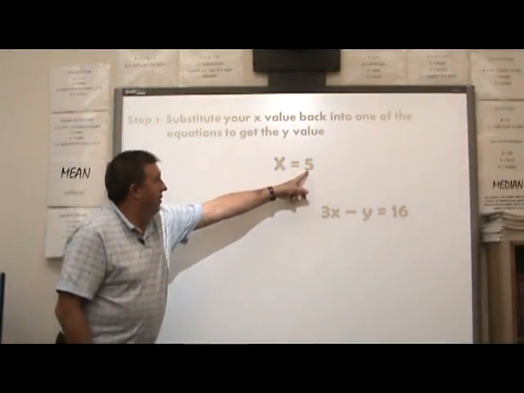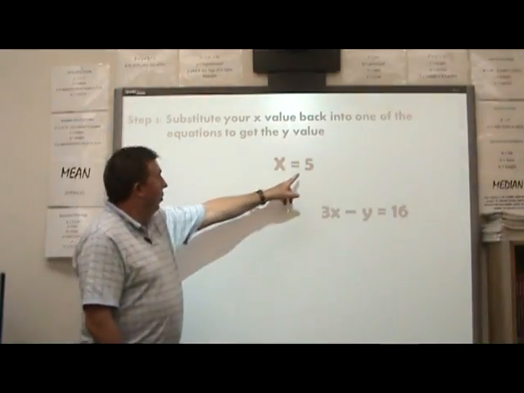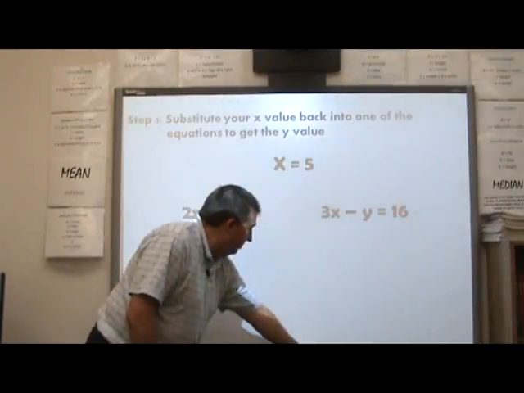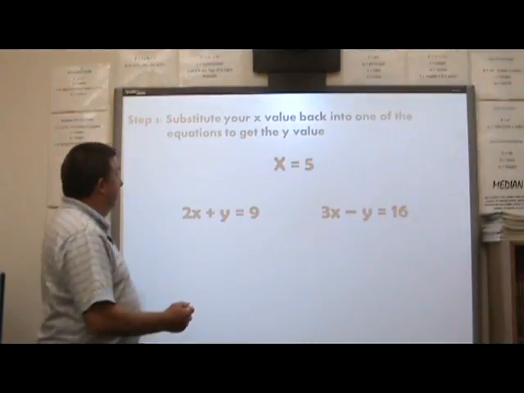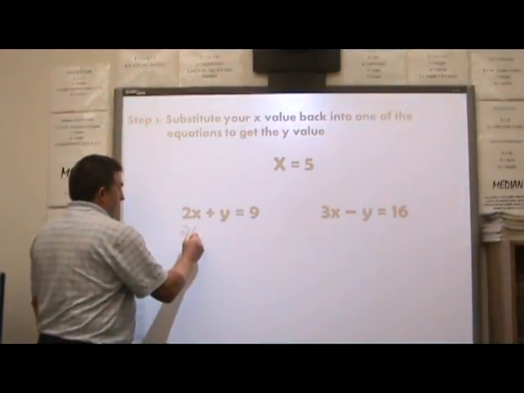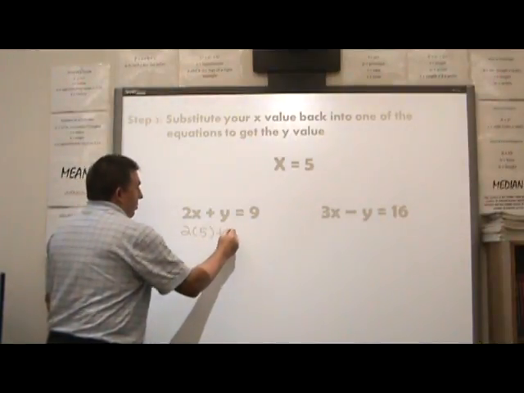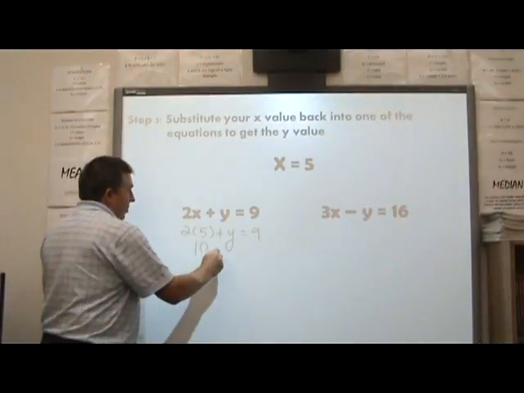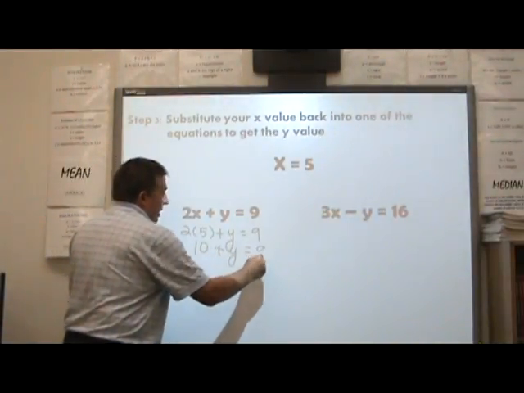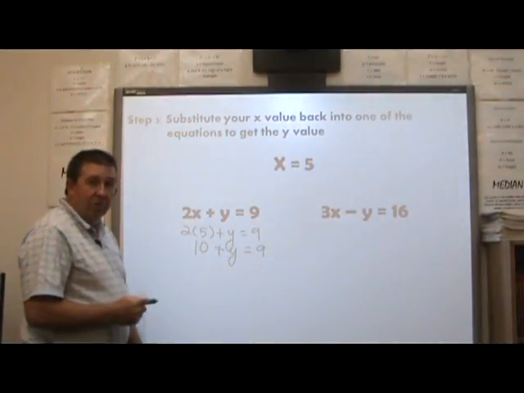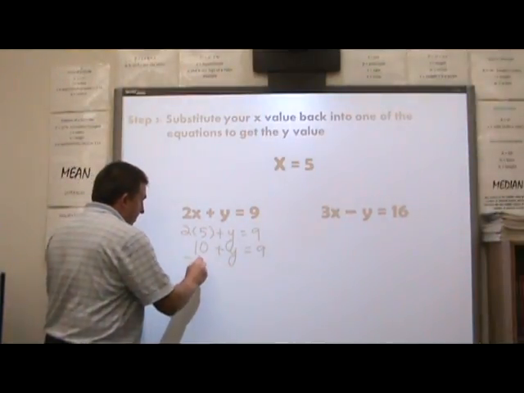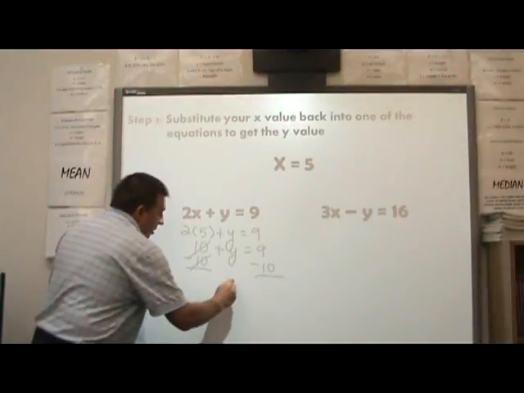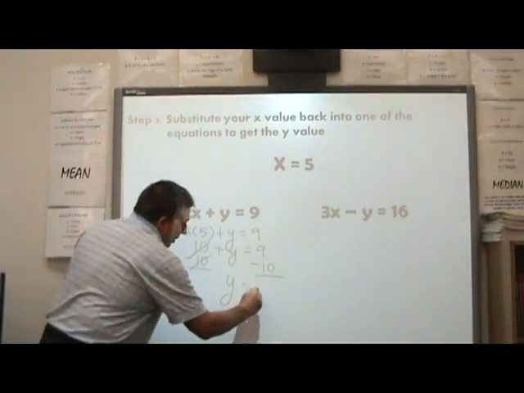So you can take the 5 and put it in for this x, or you can take 5 and put it in for that x, does not matter, either one will work. I can do both if you want me to. 2 times 5 plus y equals 9. 2 times 5 is 10. 10 plus y equals 9. To get the y by itself, you would subtract 10 on both sides. These cancel out, and y will be negative 1.